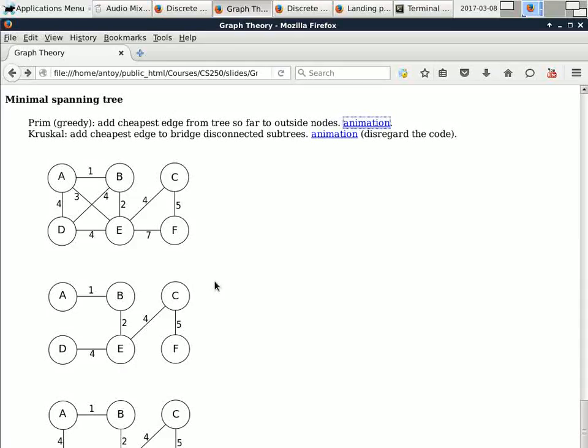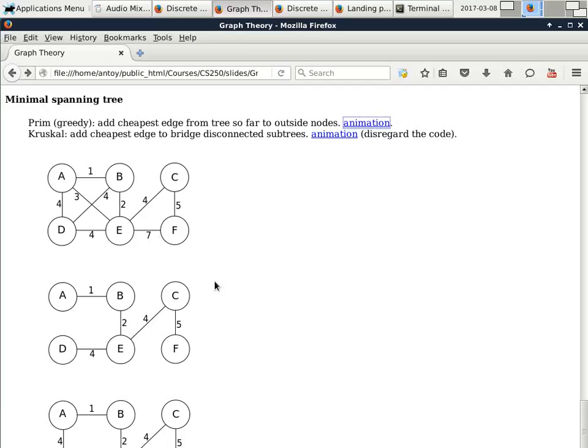Initially, you put one there at random. You pick whichever you want. So if we want to do this one, I pick D. So now that's the graph. Now D is in my tree, and everything else is out.